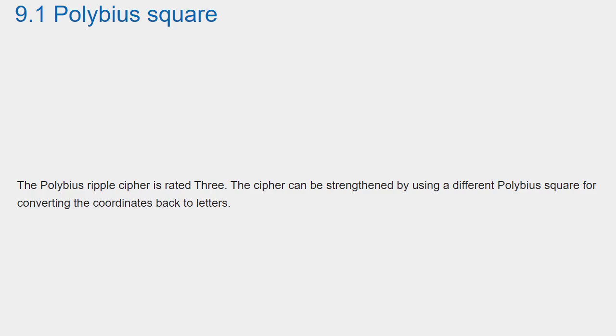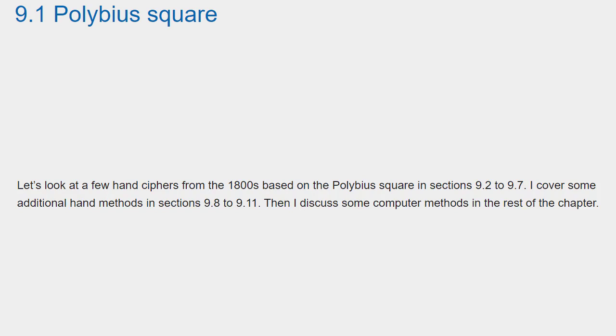The cipher can be strengthened by using a different Polybius square for converting the coordinates back to letters. Let's look at a few hand ciphers from the 1800s based on the Polybius square in sections 9.2 to 9.7. I cover some additional hand methods in sections 9.8 to 9.11. Then I discuss some computer methods in the rest of the chapter.